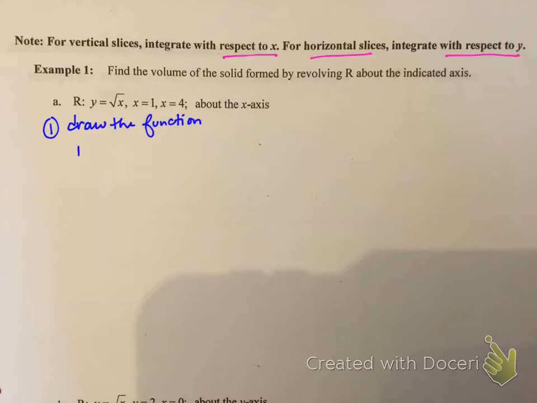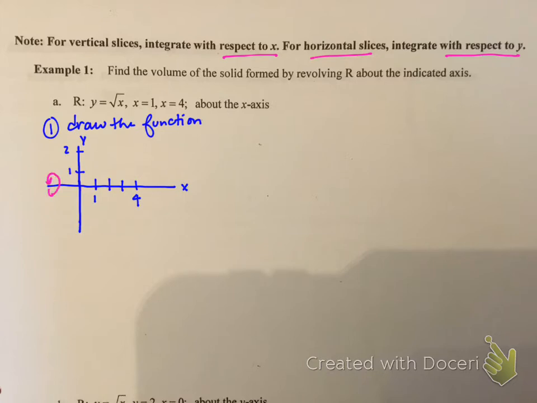Okay, so I'm drawing out my function. It is y equals square root of x. And I'm looking where x equals 1, and then it goes to where x equals 4. Here's the x-axis, here's the y-axis. It tells me that my function is square root of x, bounded where x equals 1 to x equals 4 about the x-axis. So let me just make myself a note that I'm going around the x-axis.